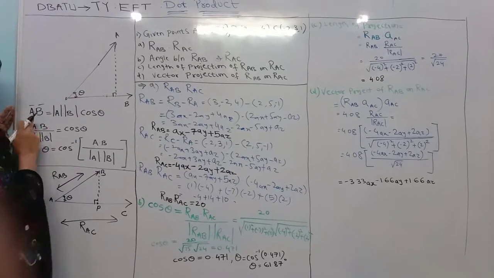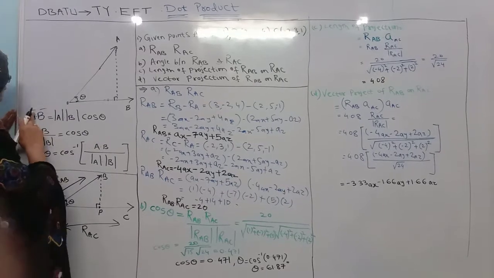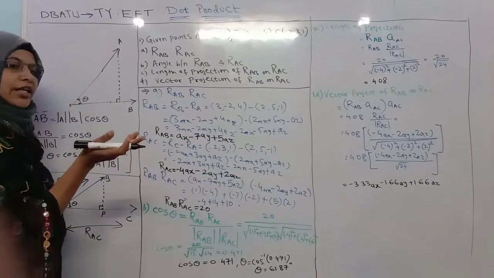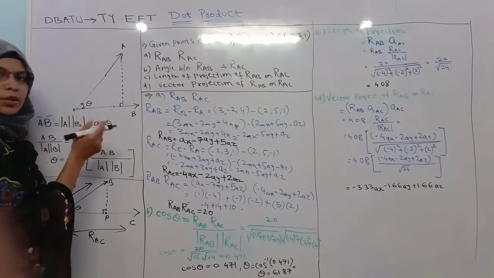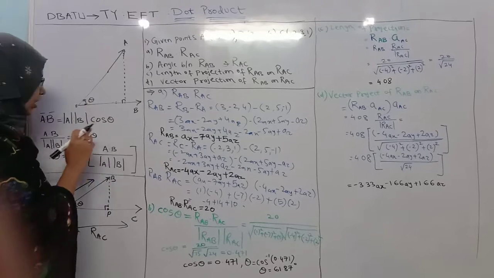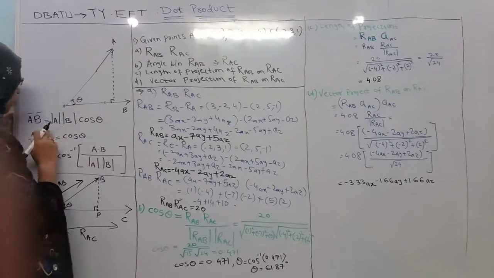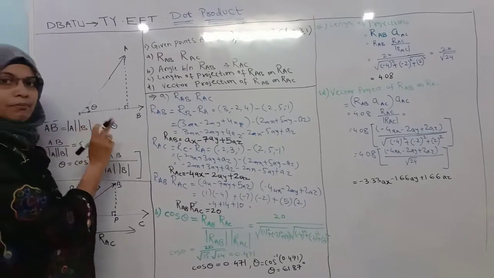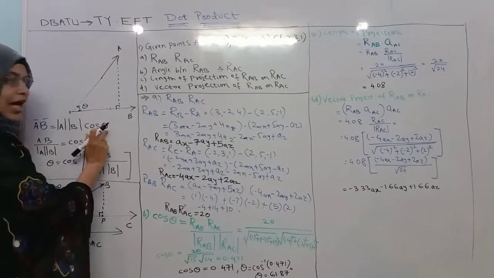A and B are my two vectors. A dot B, many of the textbooks take it as a bar. If you are writing it, well and good; if not, it doesn't matter. The A bar dot B bar, or simply A dot B, is equal to mod A dot mod B cos theta. Here A and B are vectors, mod indicates the magnitude, and we are taking cos theta just to calculate this angle theta.